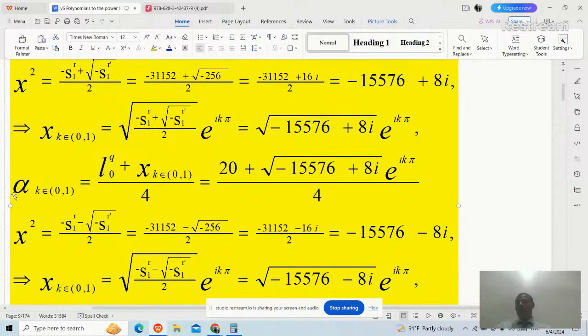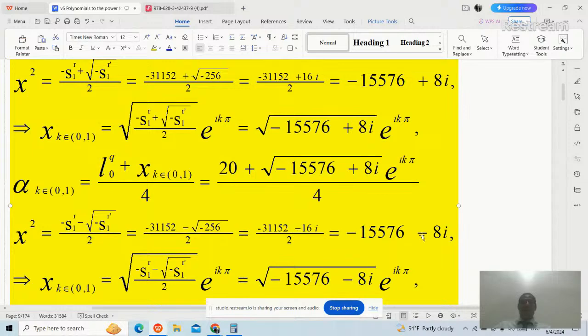Now, in order to find the roots of my original polynomial, the original polynomial to the power 4, alpha k, k belongs to 0, 1, is equal to L0 for the cube plus xk, k from 0 to 1, over 4, of course, because polynomial to the power 4, that's why we divide by 4. That equals 20 plus root of negative 15,576 plus 8i exponential ik pi over 4. These are the two roots of my polynomial.